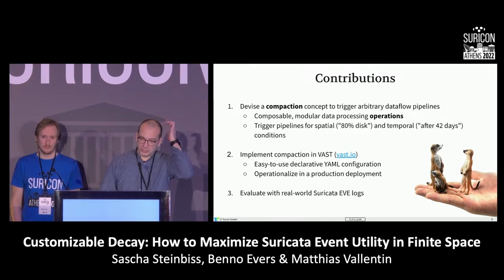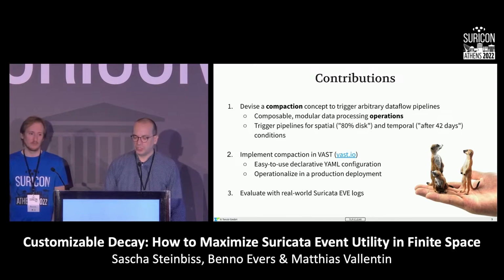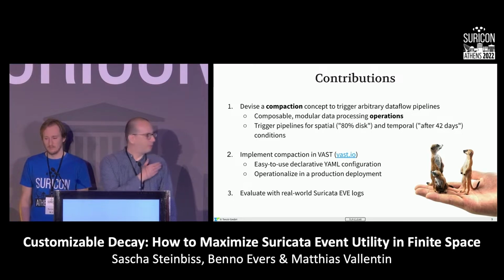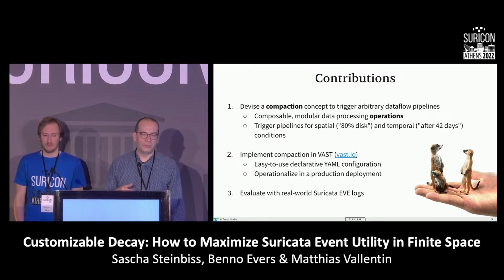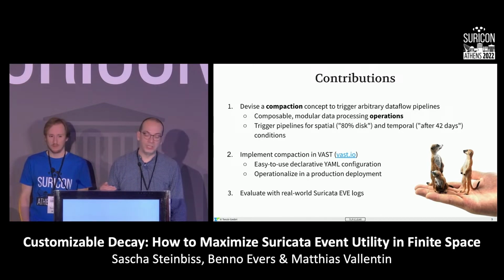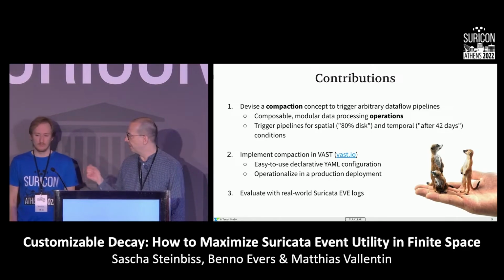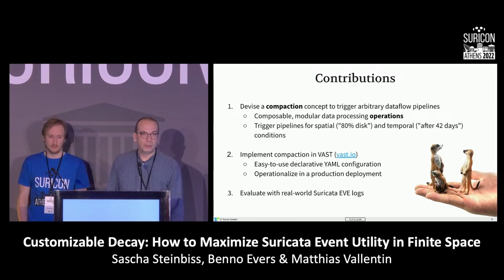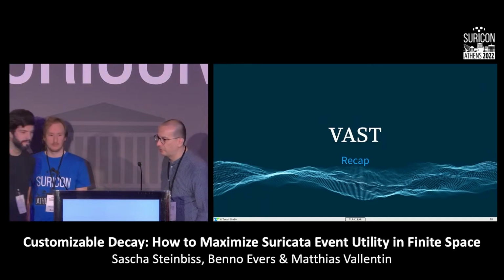So let's just summarize the contributions we're going to talk about today. We're talking about compaction, which is providing a framework to operationalize these operations and trigger them in pipelines whenever we, for example, reach a time constraint or when we reach a space constraint. And we're also going to show how that was implemented in a database that is maintained by these guys from Tensor. It's called VAST. And at the end, we're showing you how we use that in production and going to show some data. So I'm passing on to Matthias for more details about VAST.